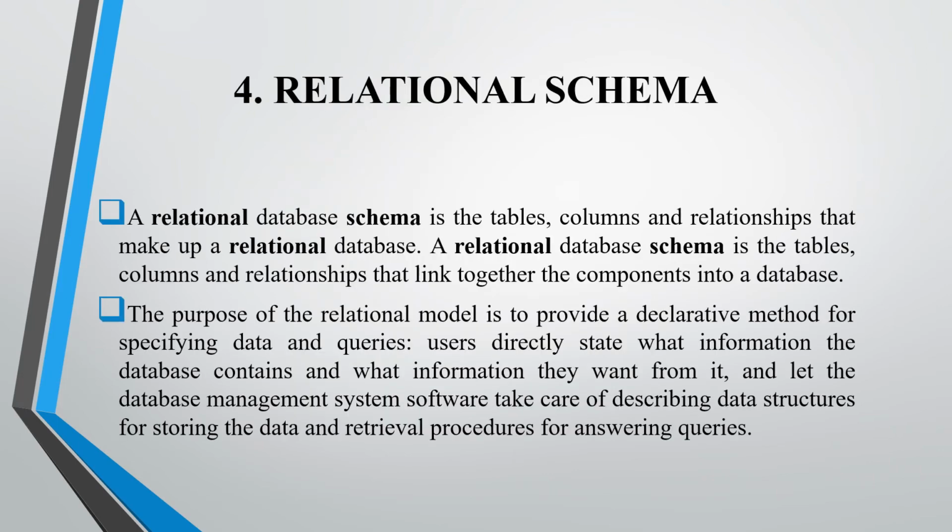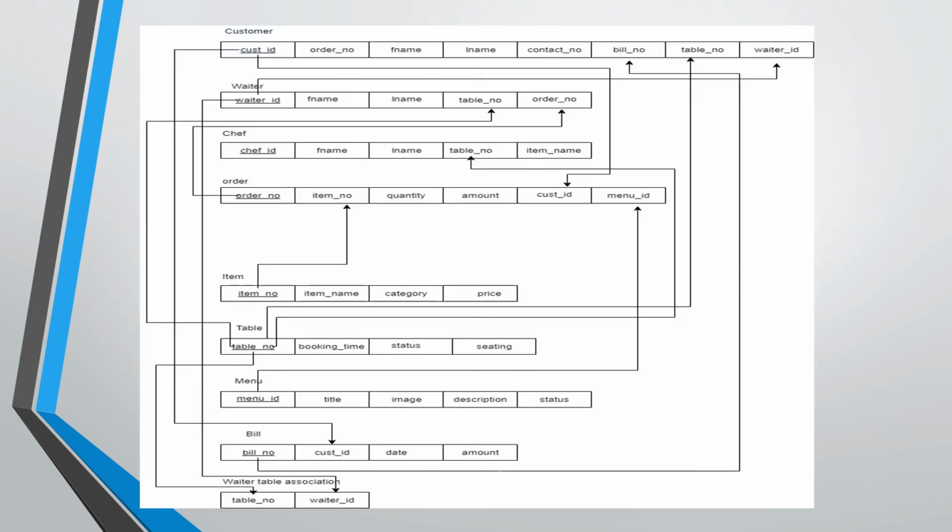The next is the relational schema. These are the relationships that link together the components of a database. The purpose of this model is to provide a method for specifying data and queries. Here the users directly state what information the database contains and what information they want from it. So this is the relational schema.